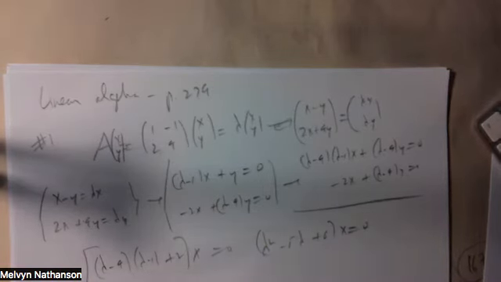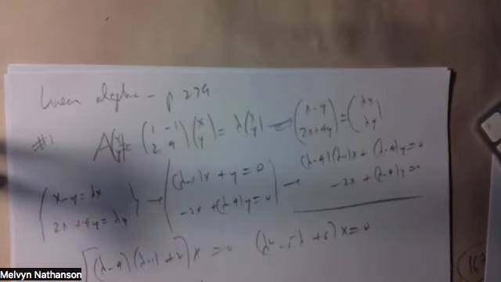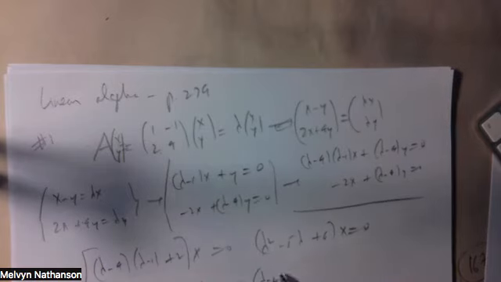If I want a solution with x different from 0, lambda squared minus 5 lambda plus 6, which factors as (lambda minus 2)(lambda minus 3), equals 0, means lambda equals 2 or lambda equals 3. So these are the only two possible eigenvalues. So let me look for eigenvectors.